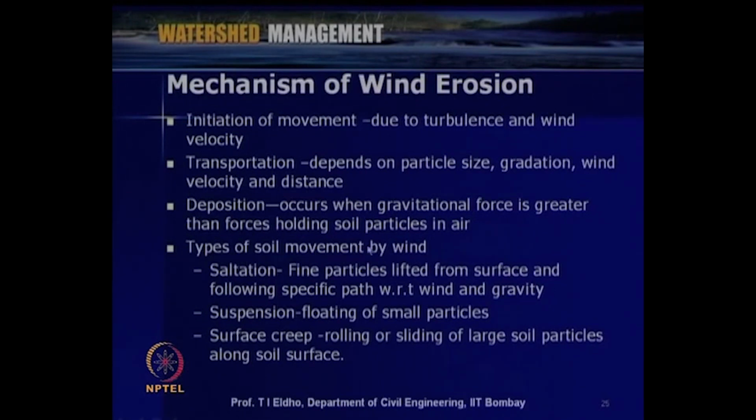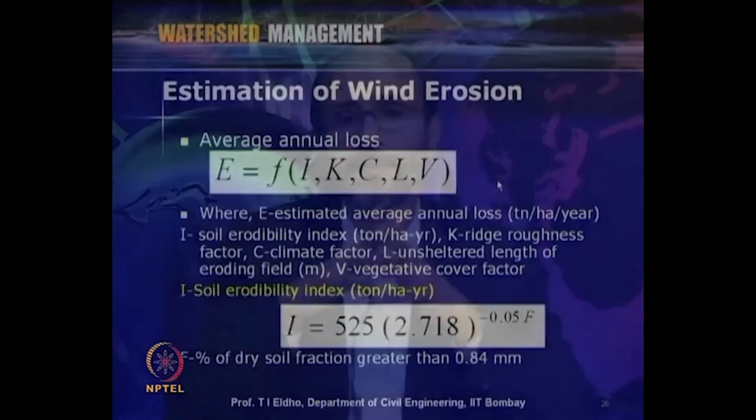As far as the types of soil movement by wind are concerned, the various types are listed here. First one is saltation. Saltation means fine particles are lifted from the surface and follow a specific path with respect to wind and gravity. The second one is suspension, which means floating of small particles in the air medium with the wind. Then surface creep, which means rolling or sliding of large soil particles along the soil surface.